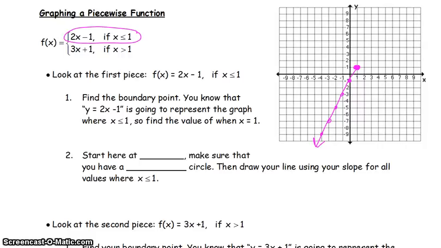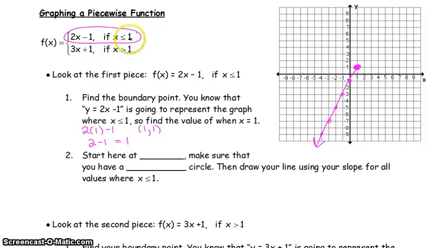Or you can think about the fact of, we're going to find the value when x is 1. So we have 2 times x, which is 1, minus 1. 2 minus 1 is 1. Therefore, our first point is going to be at 1, 1. We plugged in a value of x was 1, and we took out a y value of 1. Again, showing us that first point.